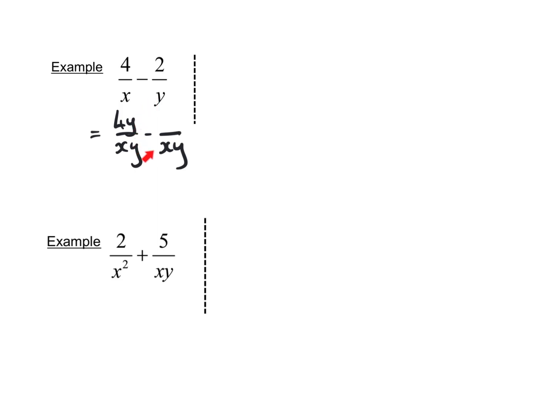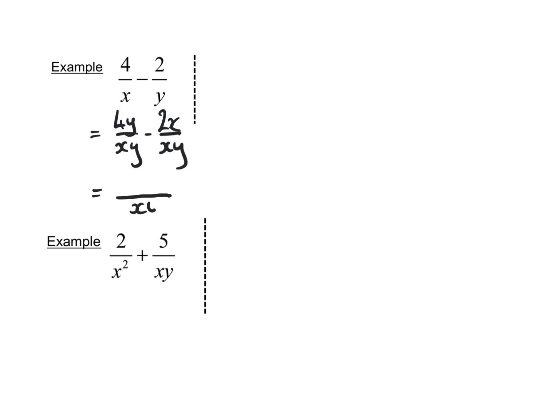On the next fraction, have a look, you started with y. You've had to multiply it to get this. What do you multiply this by to get this? You have to multiply it by x. So because I've multiplied the bottom by x, I'm also going to multiply the top by x. So 2 times x gives me 2x. So again, we've got a common denominator now, so we're ready to do the subtraction.